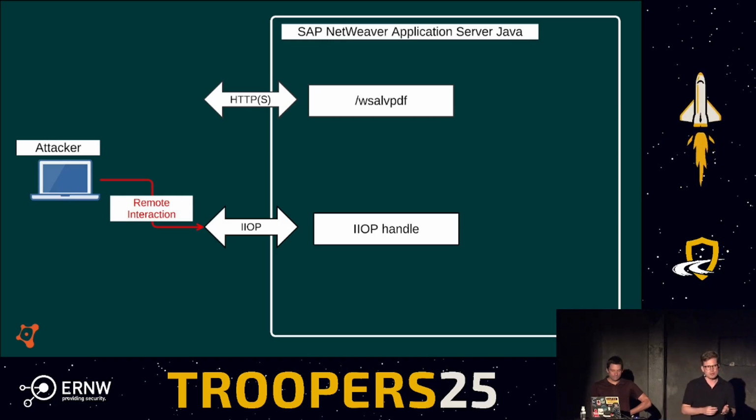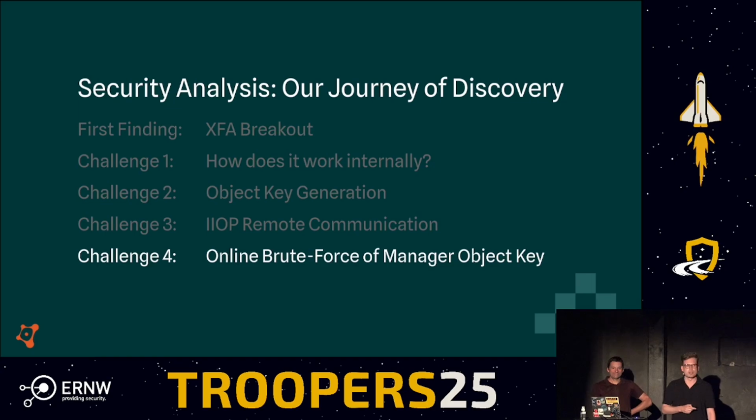However, when we tried to resolve the manager cobber object via this naming service, it didn't work. So it seemed like this object is somehow not registered at that service, or it produced some errors and we were not able to proceed at that point. So our idea was, if we cannot ask the service for that object key, maybe we need to guess that key. And for that part, I will hand over to Ivan again.